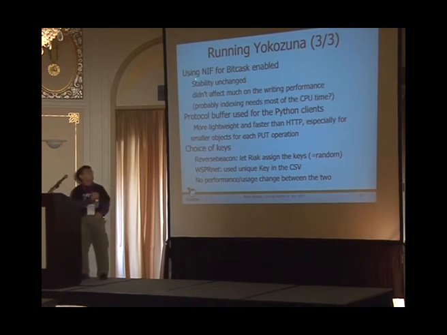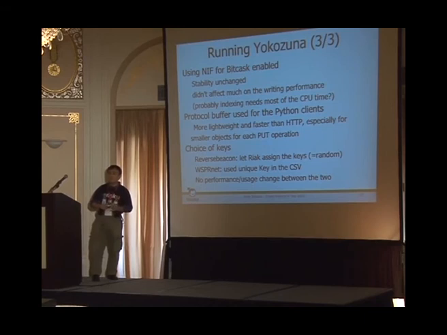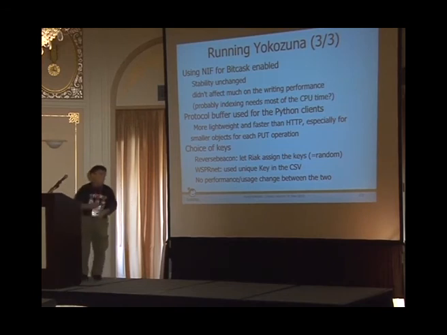And I also tested NIF for bitcask enabled, but unfortunately, this didn't make a big difference. Because most of the CPU time when you use yokozuna or even Riak search is consumed by making an index for yokozuna or Riak search and sorting it within the Erlang BEAM. So probably indexing needs most of the CPU time. And I used protocol buffers for the Python clients because it's more lightweight, faster and convenient, especially when you use a pile of small chunks of data.